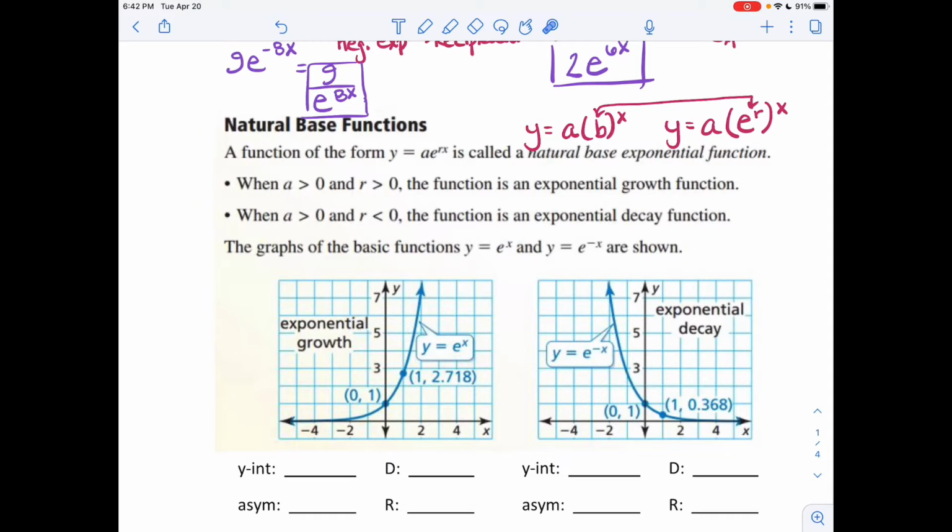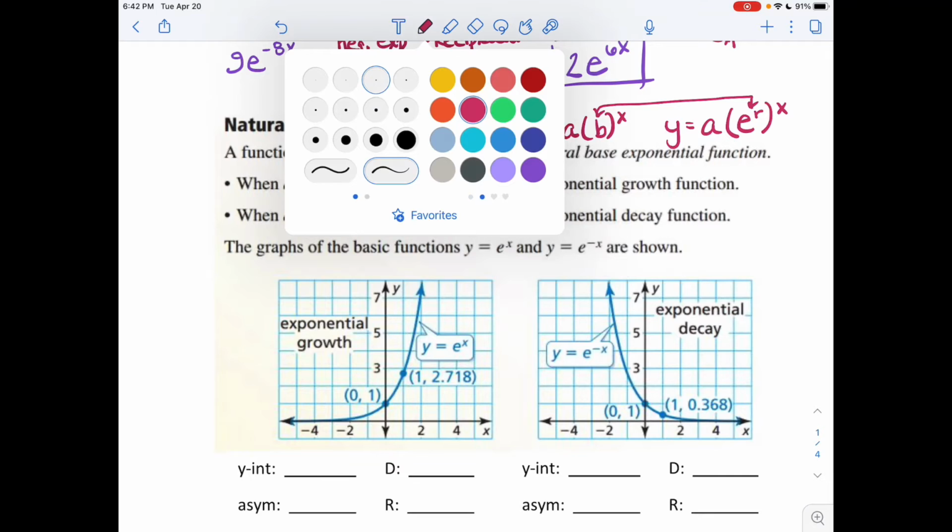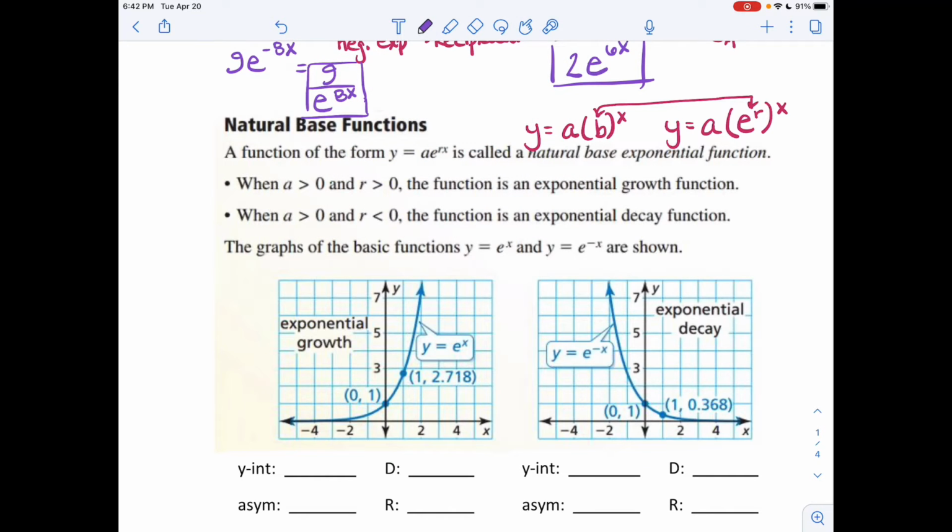So we have two different cases, exponential growth and exponential decay. If our a value is positive and r is greater than 0, so it's also a positive number, then we're going to have exponential growth. But if a is greater than 0 and r is less than 0, so in other words it's a negative number, then the function is going to be exponential decay.